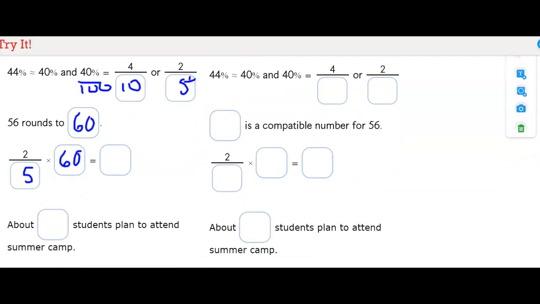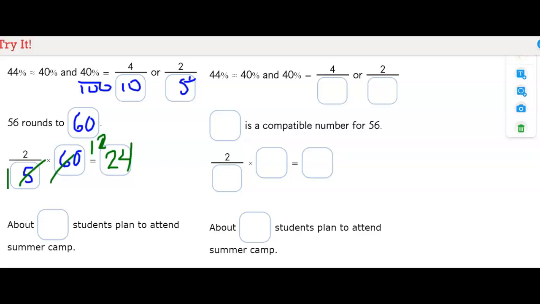Okay, the 5 and the 60, we can divide, and 5 divided by 5 is 1. And 60 divided by 5 is 12. And so 2 times 12 would be 24. And then 1 times the invisible 1 under 12 would be 1. So that is essentially 24. So there would be about 24 students that plan on attending the summer camp.